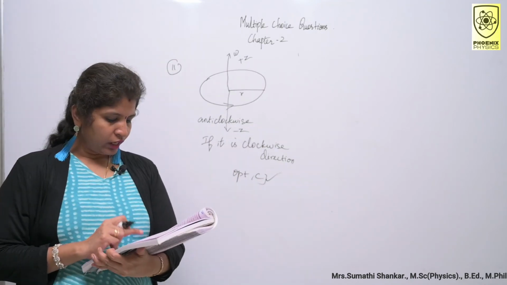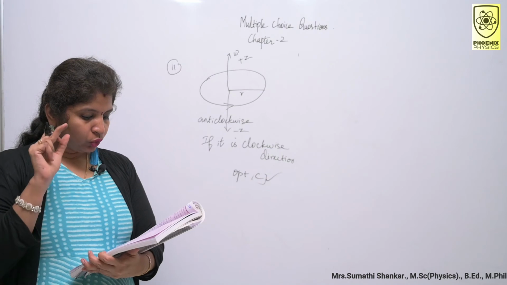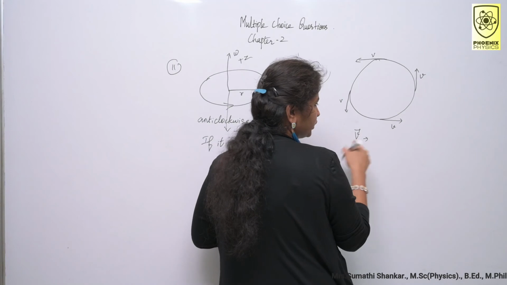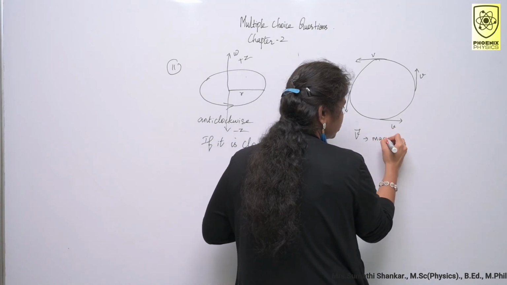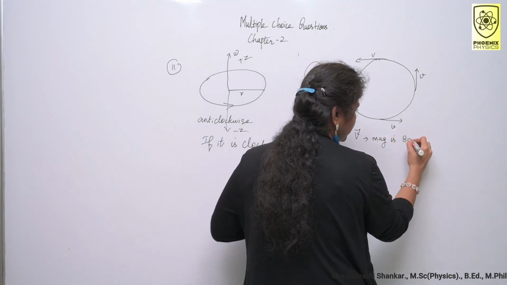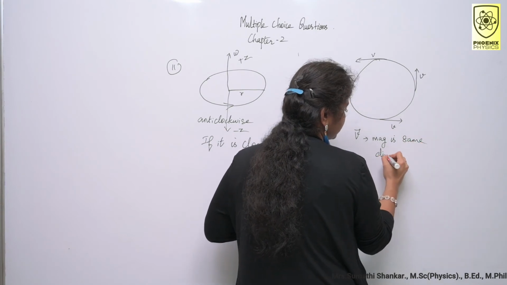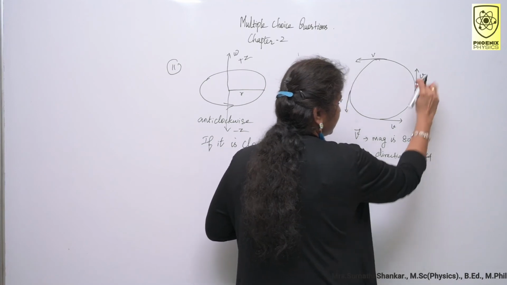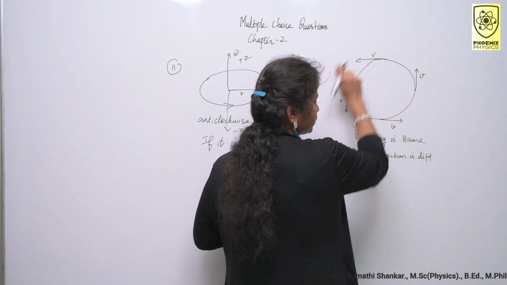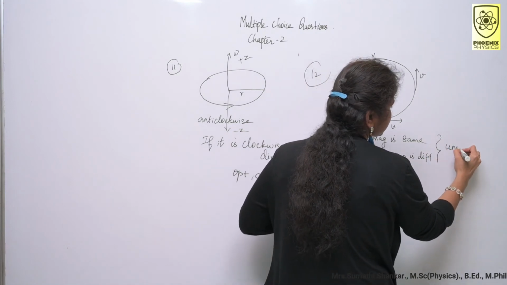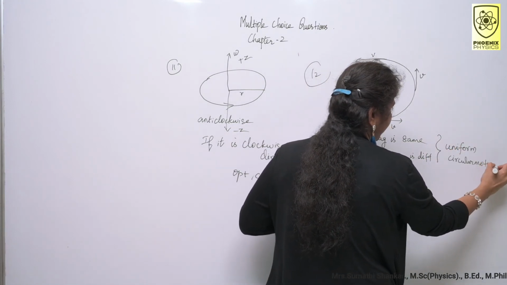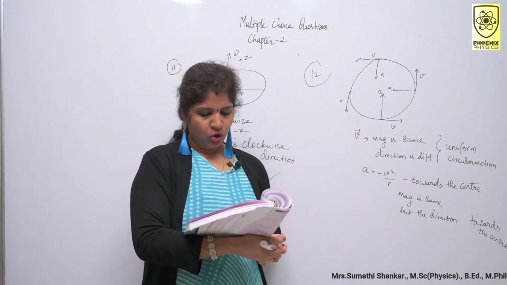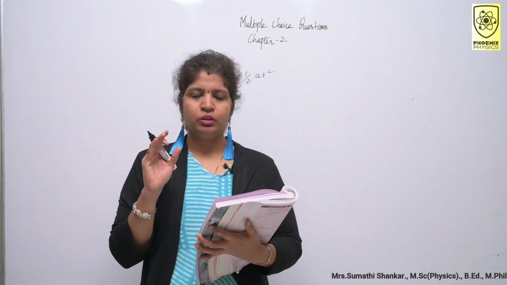Question number 12. If a particle executes uniform circular motion, choose the correct statement. For the vector quantity, if it is uniform circular motion, the magnitude is the same, but the direction is different. Then what about acceleration? Magnitude is the same but the direction is towards the center. Option D is correct.